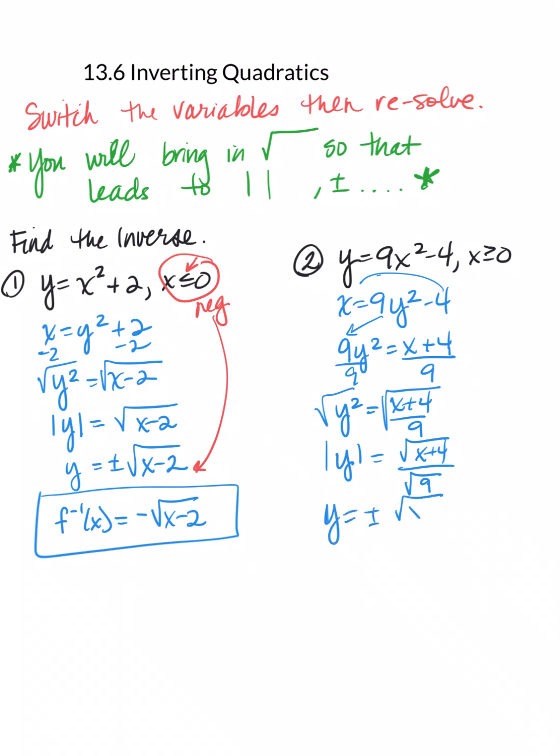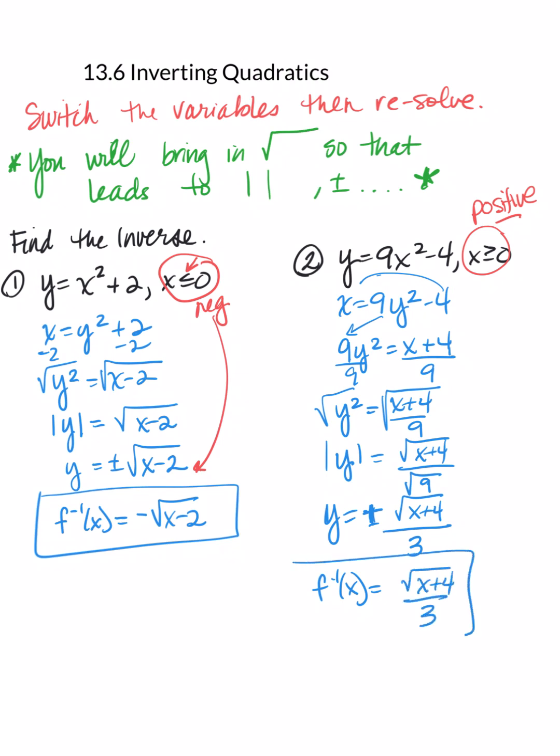Now that square root of x plus 4 stays like that. I can't simplify that, but I can simplify the square root of 9. That is a 3. So then it becomes, well, is it the positive or the negative that's the true inverse? Well, look at the restriction at the beginning. This one has the restriction of greater than 0, right? Greater than 0 indicates the positive. So I want the positive answer. So it's going to just be the square root of x plus 4 over 3.